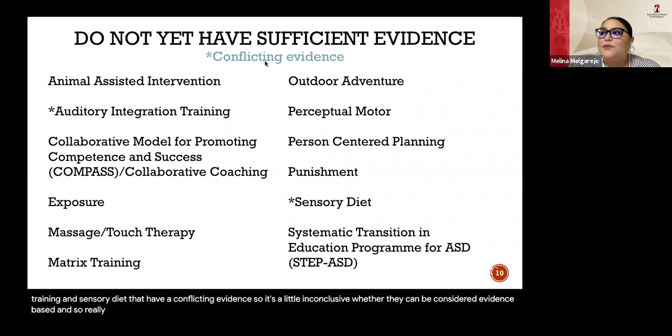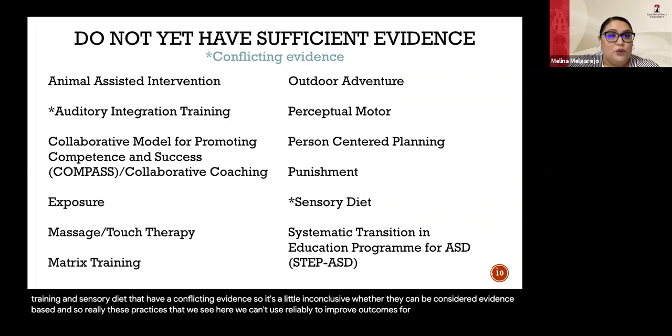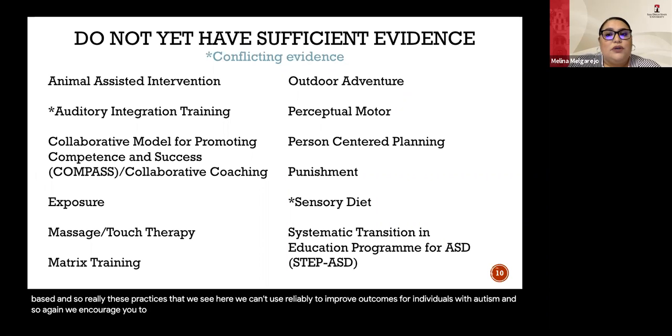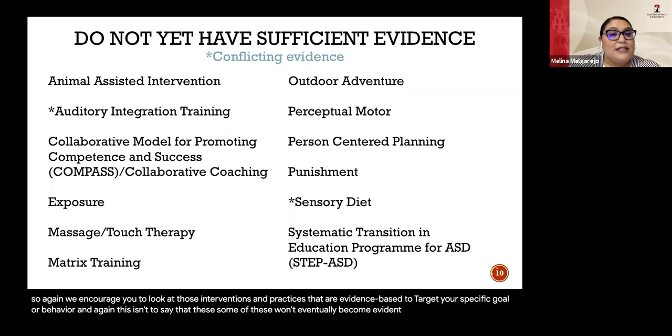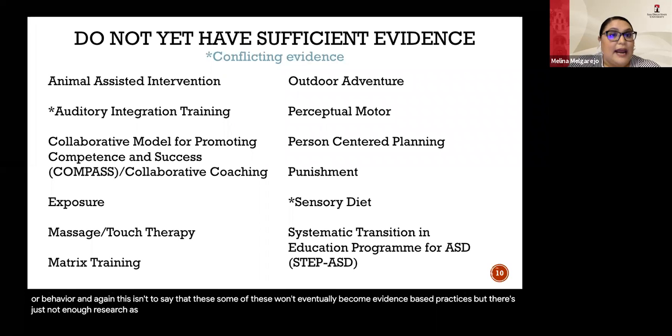And so really these practices that we see here, we can't use reliably to improve outcomes for individuals with autism. And so again, we encourage you to look at those interventions and practices that are evidence-based to target your specific goal or behavior. And again, this isn't to say that some of these won't eventually become evidence-based practices, but there's just not enough research as of now for them to be considered one.